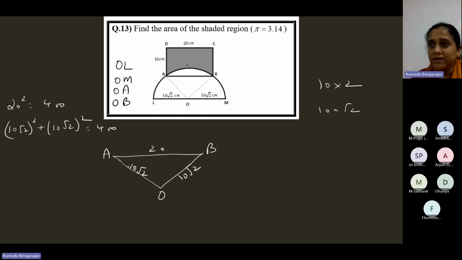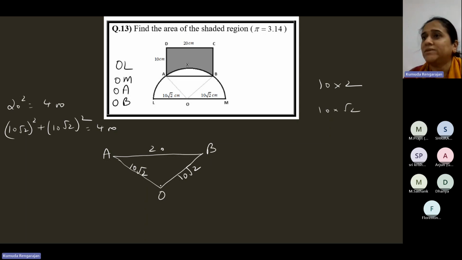In triangle AOB, by mistake, sorry. In triangle AOB, the longest side is AB, which is 20. Correct? Okay. Square that side separately. Have the result. Now take the remaining two sides. Find the sum of their squares. That's how Pythagoras theorem works, right? So find OA square plus OB square. Get the result. 400. Equal.